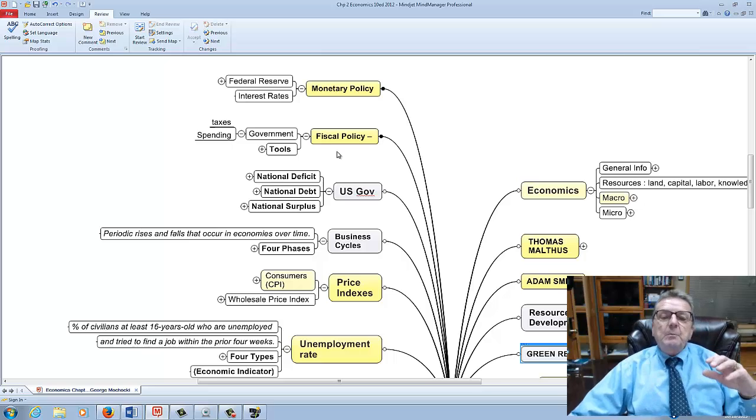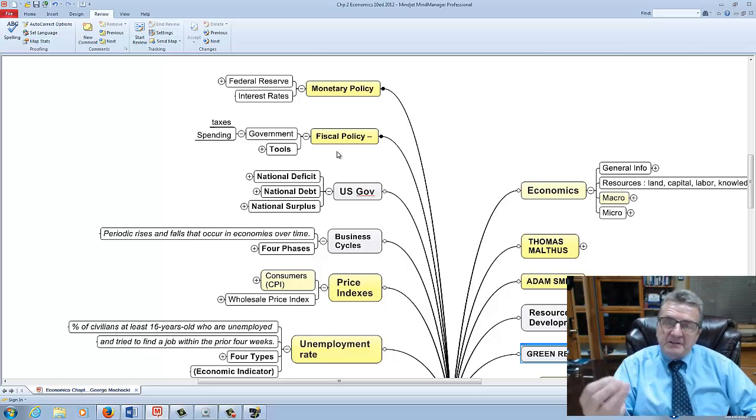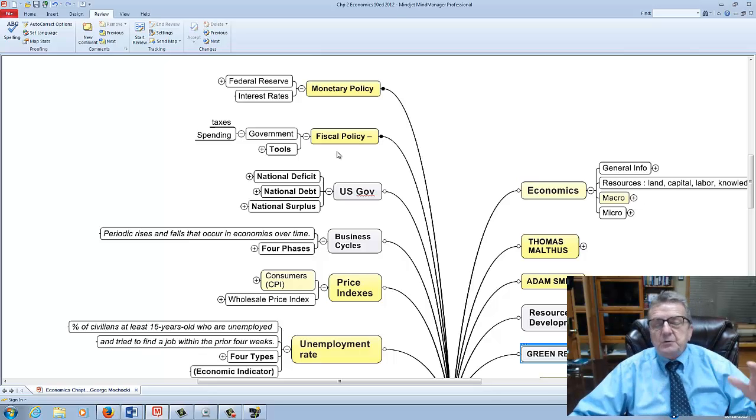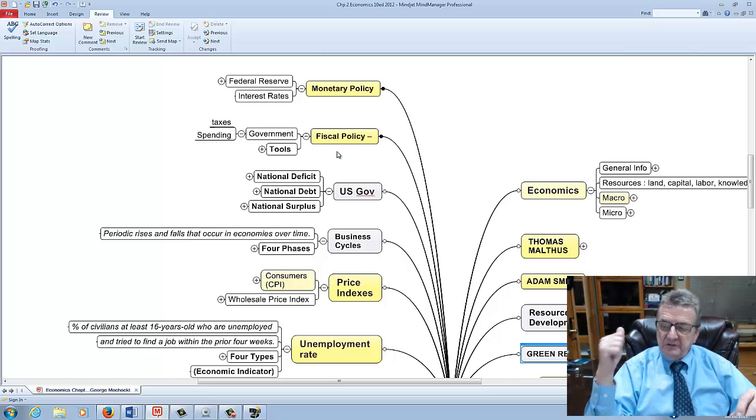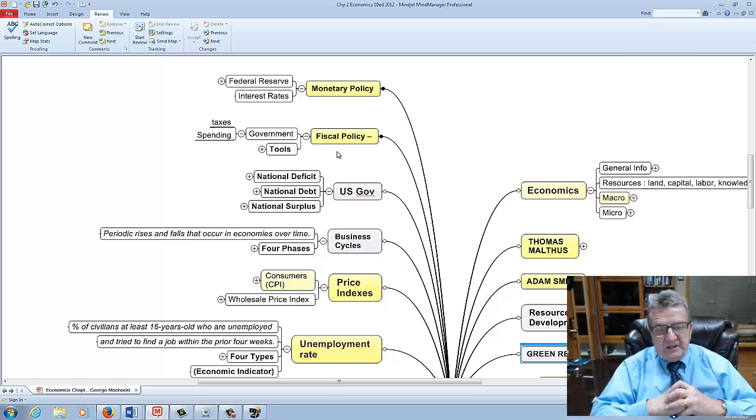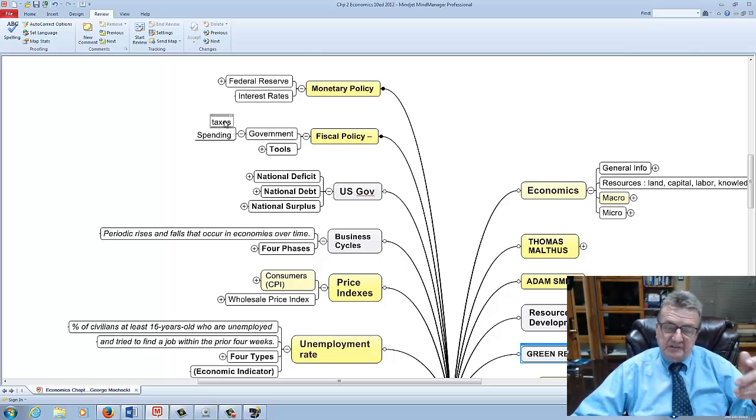Now there's two policies you're going to have to look at. You have monetary policy, and we'll talk a little bit more. That's controlled by the Federal Reserve, and they control by interest rates and open markets. And you have the fiscal policy. Fiscal policy is what happens once a year, and that is your taxes. So the government has two things: it's taxes or spending.